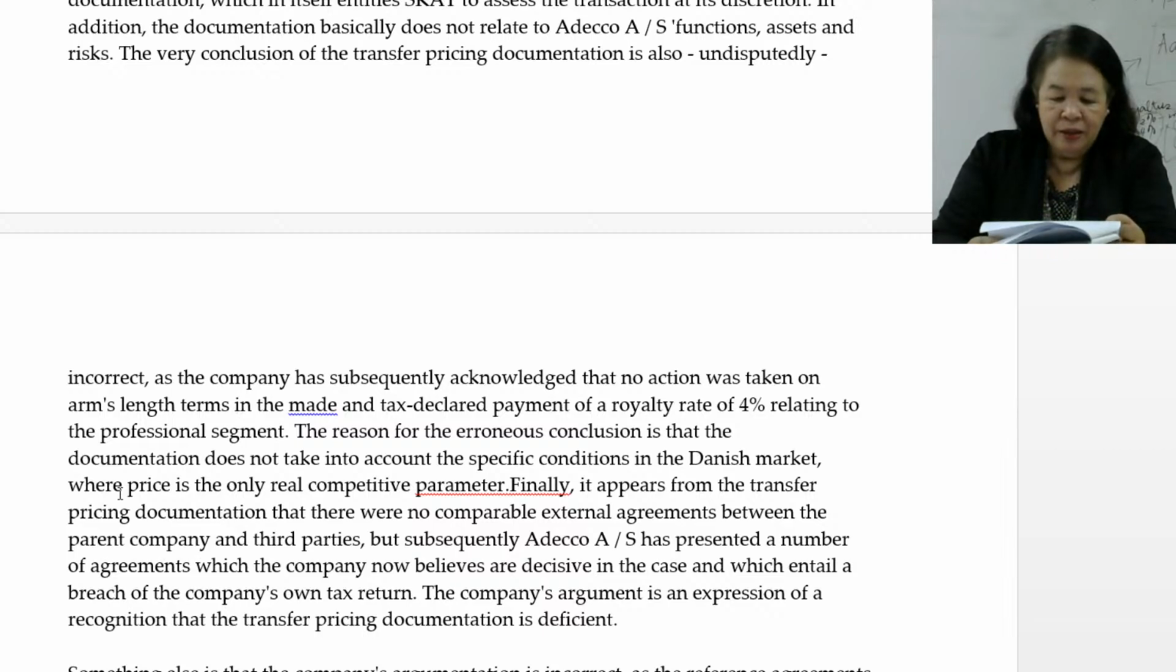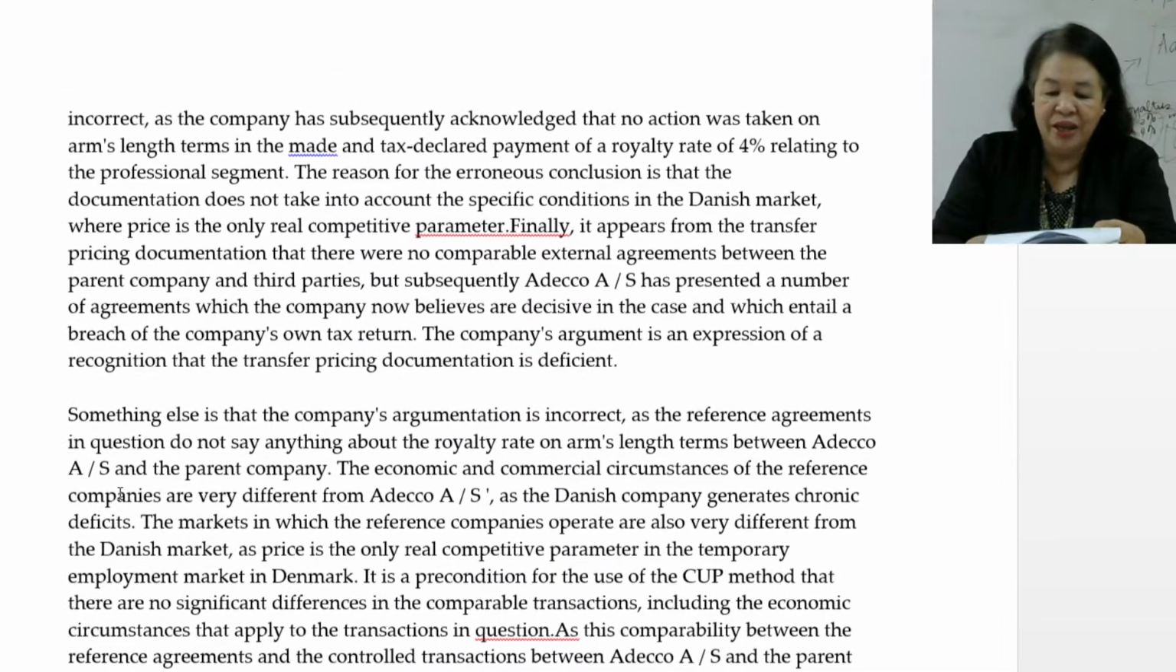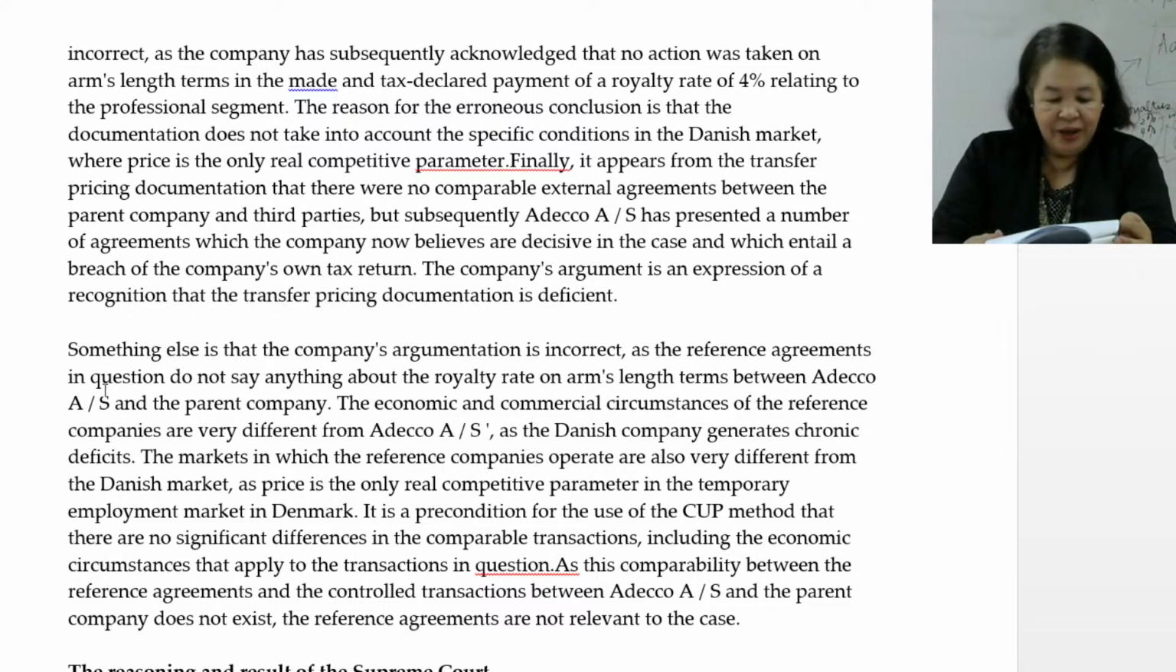No? It appears from the transfer pricing documentation that there were no comparable external agreements between the parent company and third parties, but subsequently Adecco AS has presented a number of agreements which the company now believes are decisive in the case and which entail a breach of company's own tax return. No? So the company's argument is an expression of a recognition that the transfer pricing documentation is deficient. Kulang-kulang, no? Okay. Yan yung sinasabi niya.